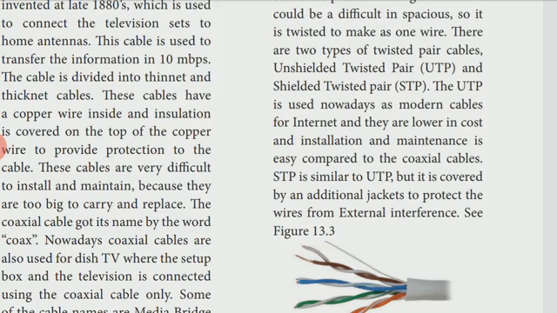And shielded twisted pair means twisted pair wires will be there, and to cover those wires, they will give another layer, like a pipe. That is called shielded twisted pair. So these are the two types of twisted pair wires.